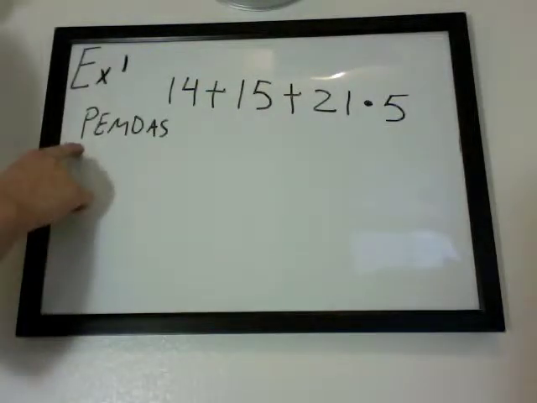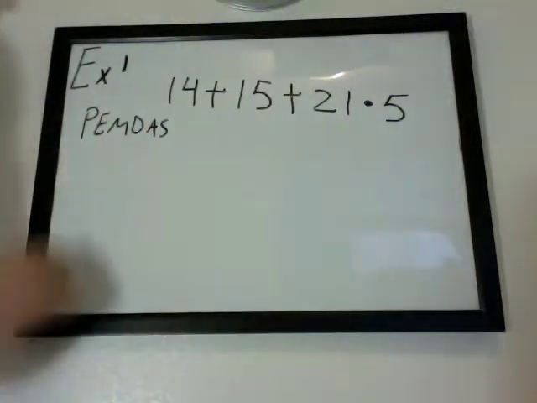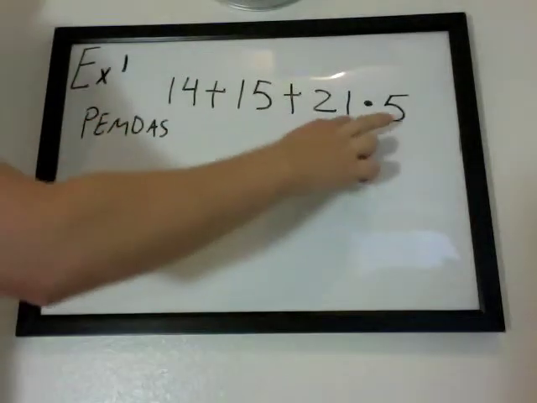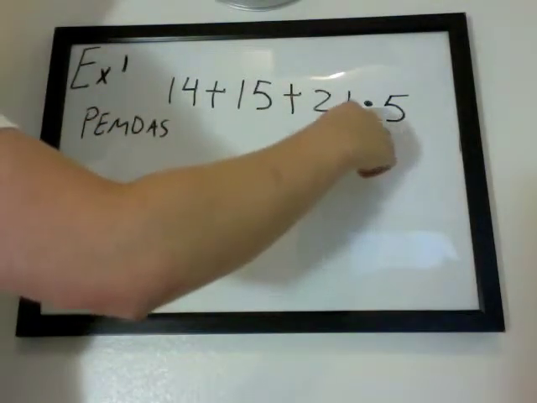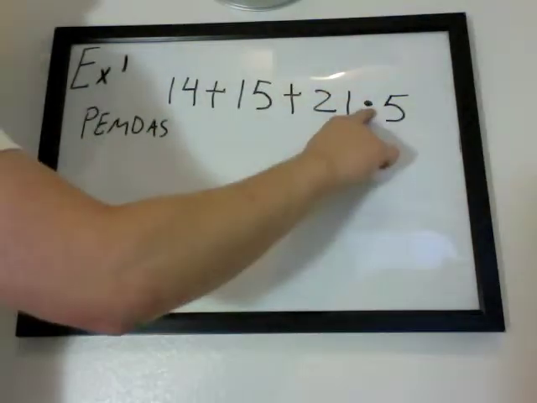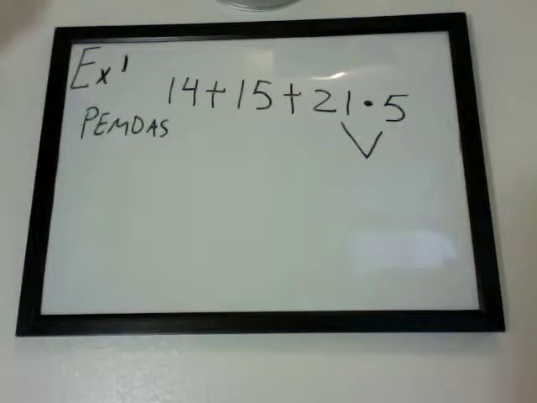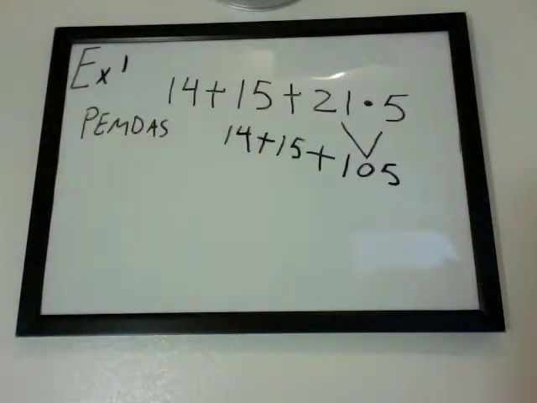Well, let's first see if there's any parentheses. I don't see any. Exponents, I don't see any exponents. Multiplication, I see 21 times 5. And this dot just means multiply. So let's do that first. 21 times 5. Well, that's 105. Now we need to bring everything else down. So 14 plus 15 plus 105.